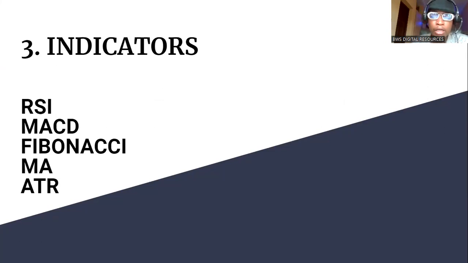When it comes to indicators, there are just many of them. There are many types of indicators. But for the purpose of this class, for the purpose of this course, we'll just talk about the RSI, that's the relative strength index. We have the MACD, that's the moving average convergence divergence. That's what MACD means. And then we have the Fibonacci. We have the MA, that's the moving average. And then we have the ATR, that's the average true range.